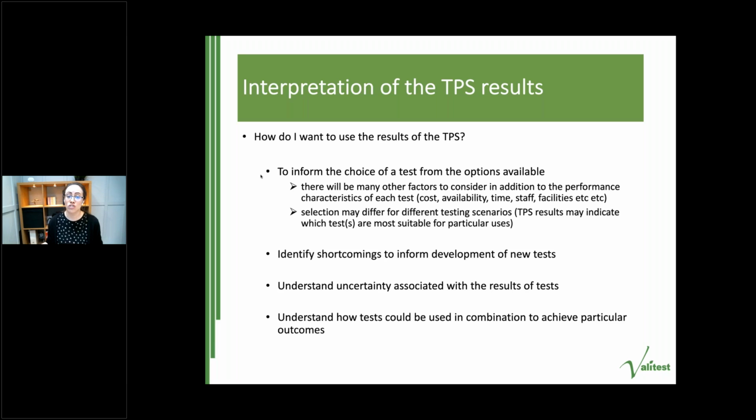There might be shortcomings across all the tests in the TPS, and that could inform development of new tests. For example, if all the tests in the TPS cross-react with a particular non-target, then that could inform development of new tests. It helps you to understand uncertainty associated with results of a test that you're using, and potentially also how you might use multiple tests in combination to achieve a particular outcome.